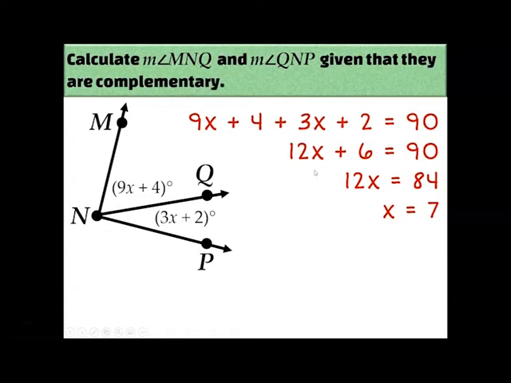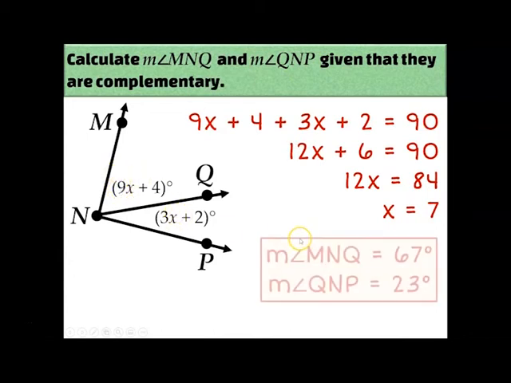But remember, that's not really your answer, it's more like part of your work, because what we were asked is what are the measures of angle MQ and angle QP. So I need to take 7 and put it back into x in each of these variable expressions. When I simplify those, I find that the measure of angle MQ is 67, and the measure of angle QP is 23.